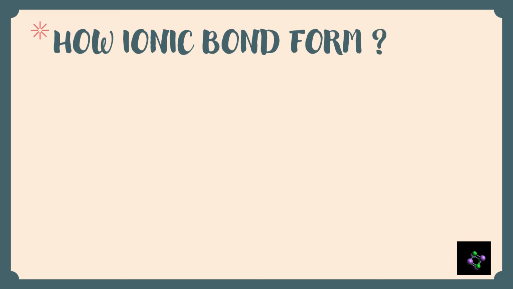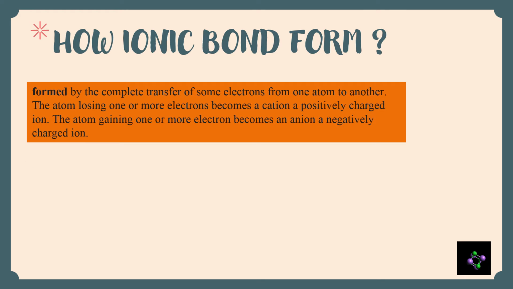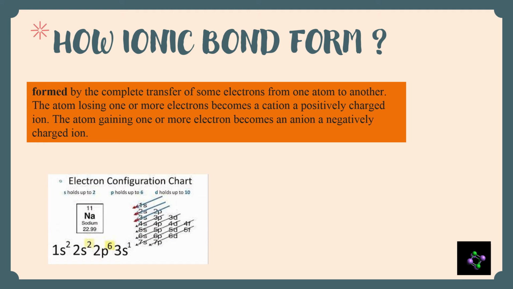Let's proceed to how an ionic bond is formed, by the complete transfer of some electrons from one atom to another. The atom losing one or more electrons becomes a cation, a positively charged ion. The atom gaining one or more electrons becomes an anion, a negatively charged ion. First, a salt such as sodium chloride is a good example of a molecule with ionic bonding.